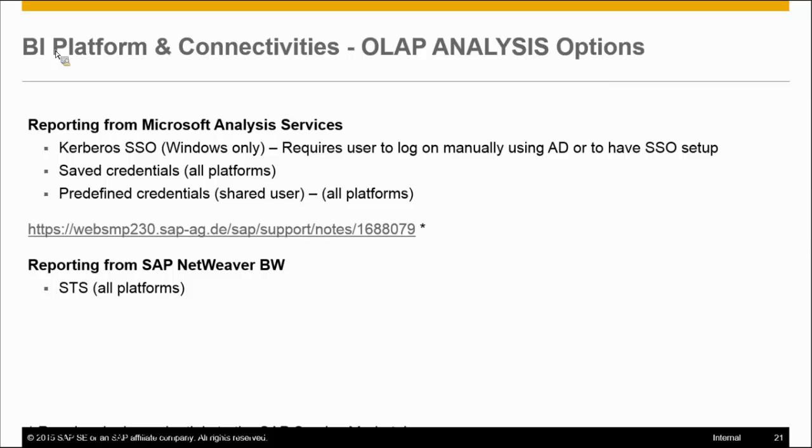It's 1688079. Since BI 4.0, we also offer a full integration with the BW using STS, Secure Token System, which is a new authentication method, where the integration is easier than SNC. So we do provide documentation for implementing it as well.